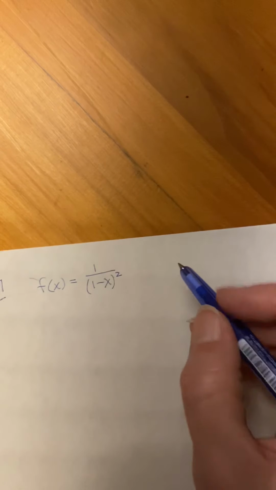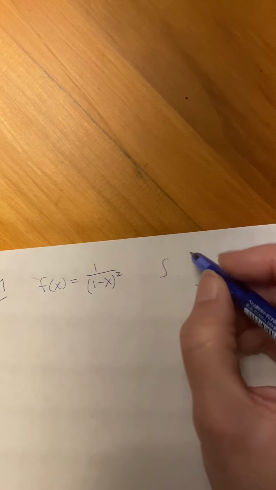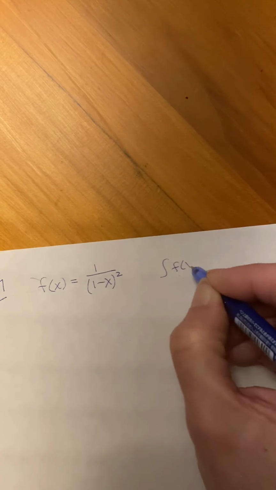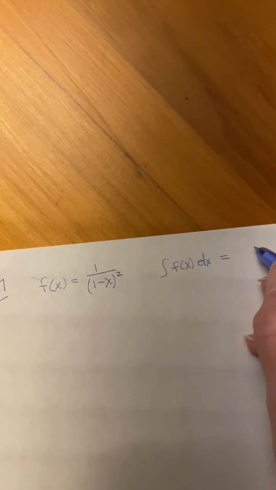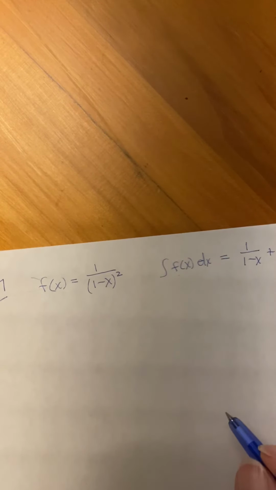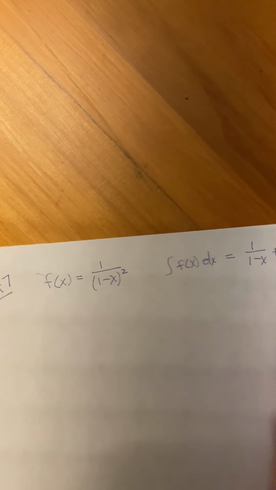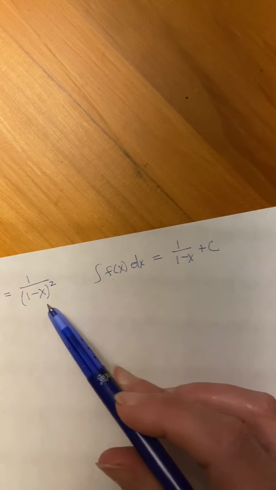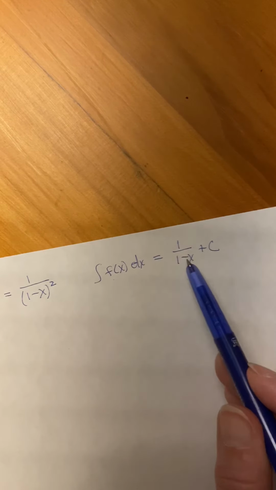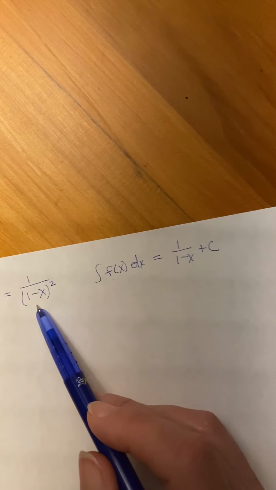So what we know is the integral of f of x, need a dx in there, is going to equal 1 over 1 minus x plus c. So what that tells me is if I take the derivative of this, does this look familiar? Does this look something we could write as a geometric series? If I take the derivative of this, I'm going to get this guy right here. So if I can write this one out, I can then take the derivative of each individual piece, and I will have a way to represent this.